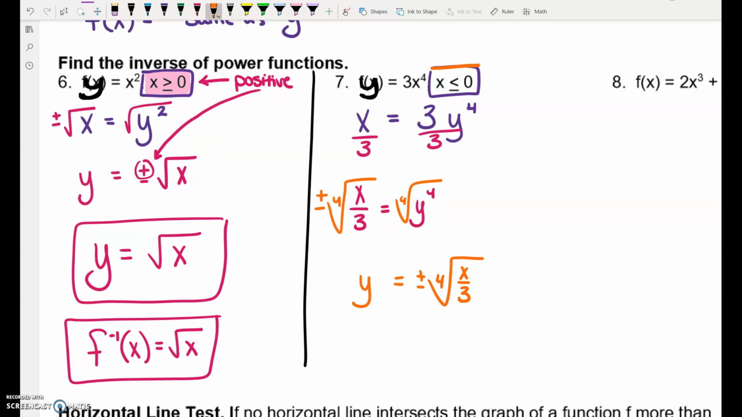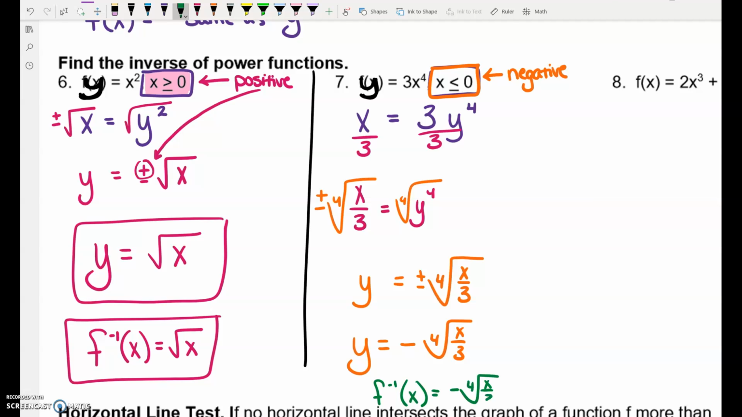Now let's go back and think about this little extra piece of information. X is less than or equal to 0. Does that indicate positive or negative? Negative. So which part of the plus minus symbol do we need to keep? The minus. Our final answer is y equals the negative 4th root of x over 3. Or we probably should write it as f inverse of x equals the negative 4th root of x over 3. I would accept either of those answers from you.